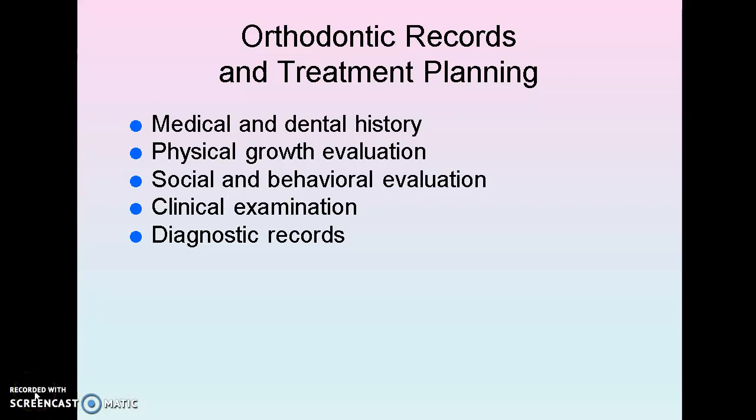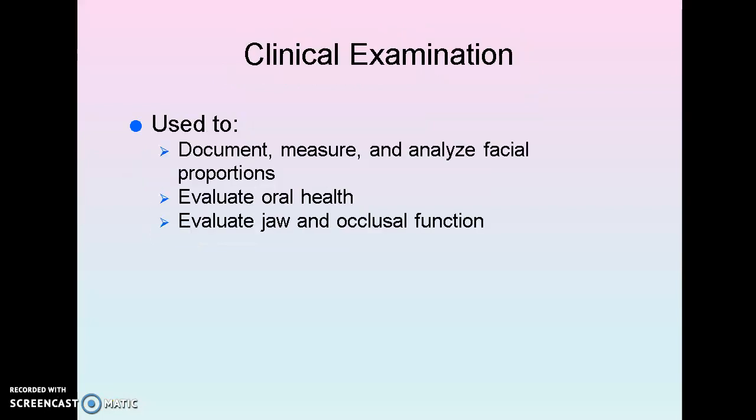All right, so we left off with orthodontic records and treatment planning from our last discussion. So then we're going to move on to the clinical examination, which is used to document, measure, and analyze facial proportions of the patient. We use this examination to evaluate oral health, to determine if there's any treatment that needs to be completed before the fixed appliances are placed, and to also evaluate jaw and occlusal function.